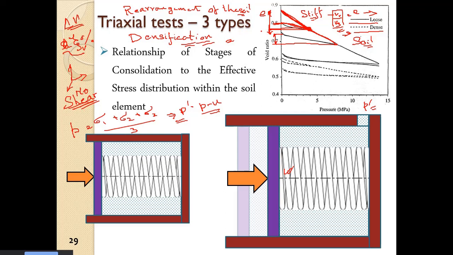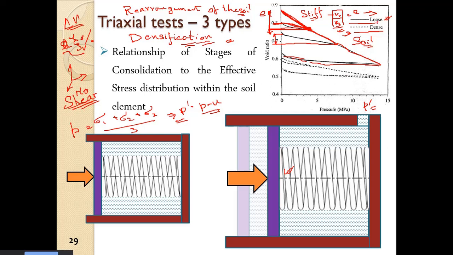It is stored in the soil, correlating to the consolidation stage of the soil. So ultimately, we have this soil here up to this stage. This is a loose sand.